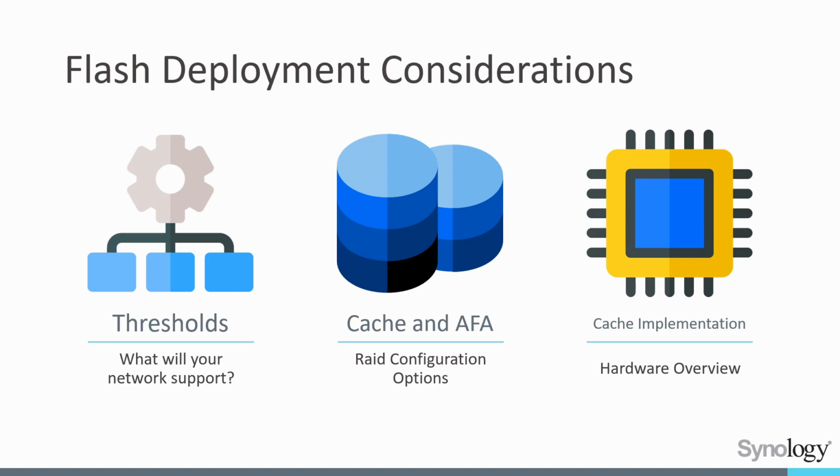We're also going to talk about the cache and all-flash array RAID configuration options. There are a couple of different things you can do there. With all-flash arrays in particular, there are a couple of RAID options that will help increase the life, or at least reduce the chance of a cascading failure on an all-flash array's RAID array. We're also going to talk about implementing SSD caching and some of the hardware considerations you should take into account when you're looking to do that on your system.